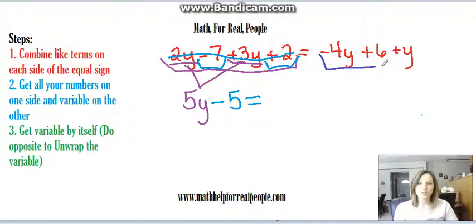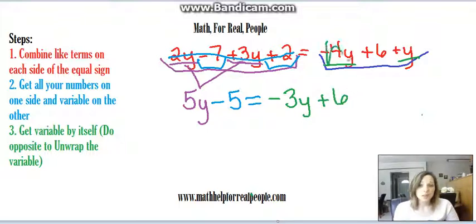So if we look at just this side, what can we combine? Yes, exactly. The negative 4y and the positive y. It's negative 4y, positive y. That leaves you with negative 3y plus 6. I'm bringing the 6 down because there's nothing to combine it with. Our new problem has begun.